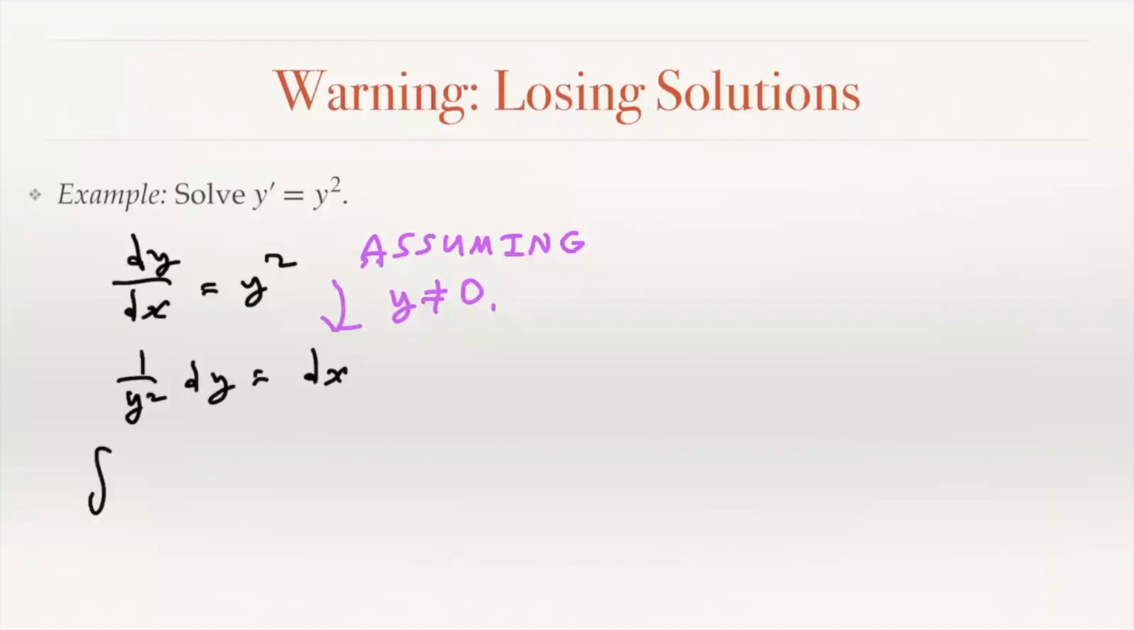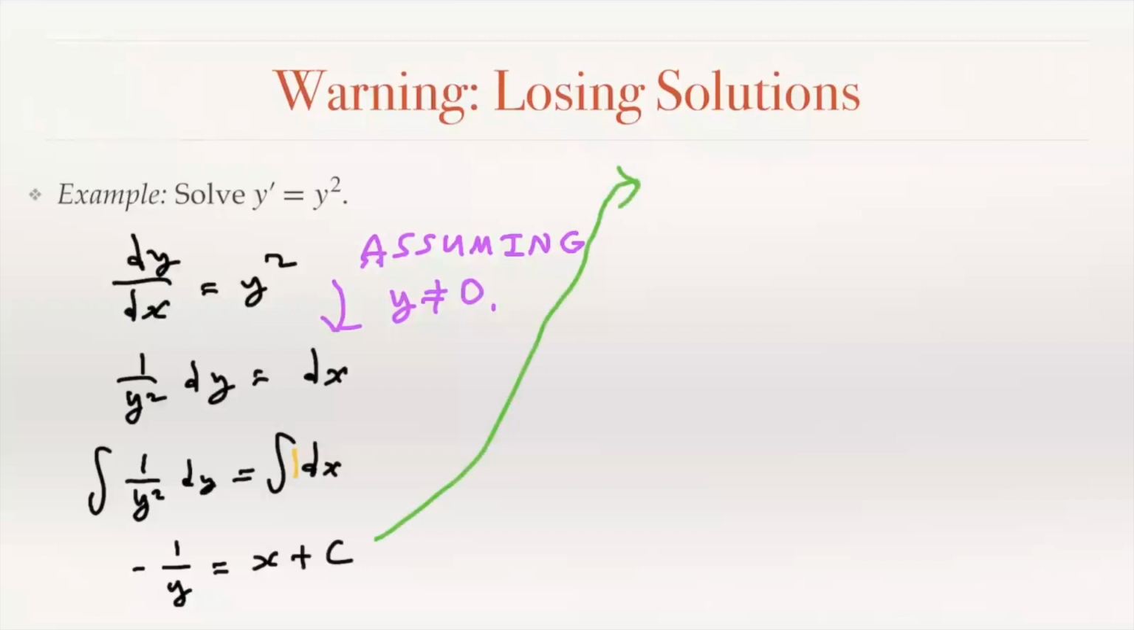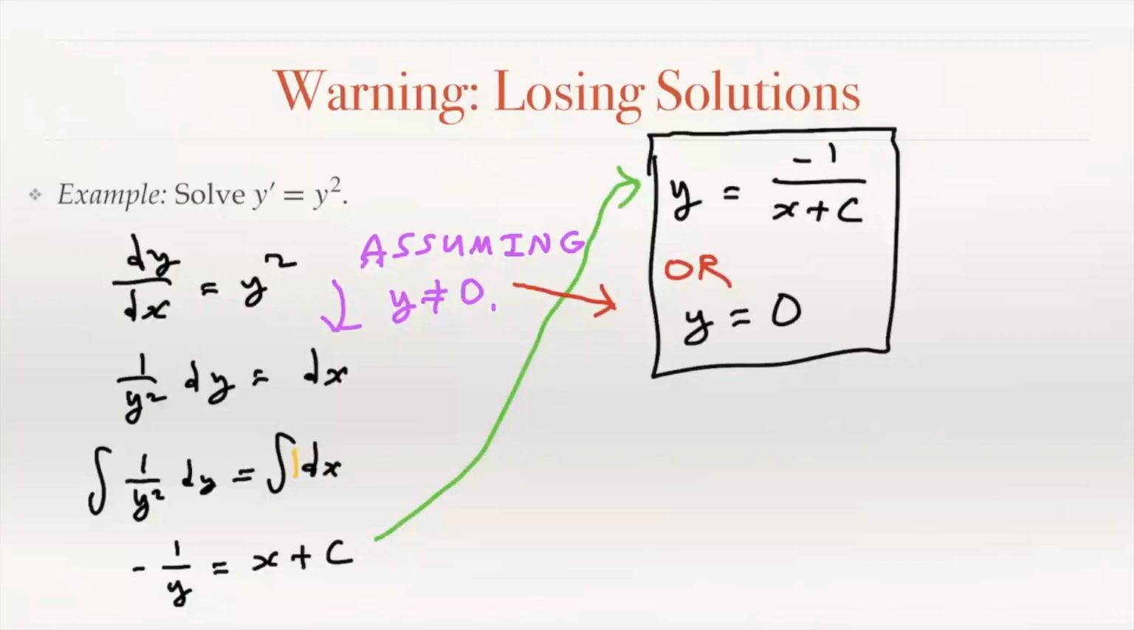Now we can integrate both sides, assuming y is not 0. We have our secret 1 there. And this is negative 1 over y equals x plus c. So y is negative 1 over x plus c. Okay, or y is 0. And you can verify that y equals 0 is a solution, but none of these guys is 0. You can think of it as it becomes 0 as the arbitrary constant becomes arbitrarily large. Then it's like 1 over infinity is like 0, but it's technically not included in this. So be warned about losing solutions.